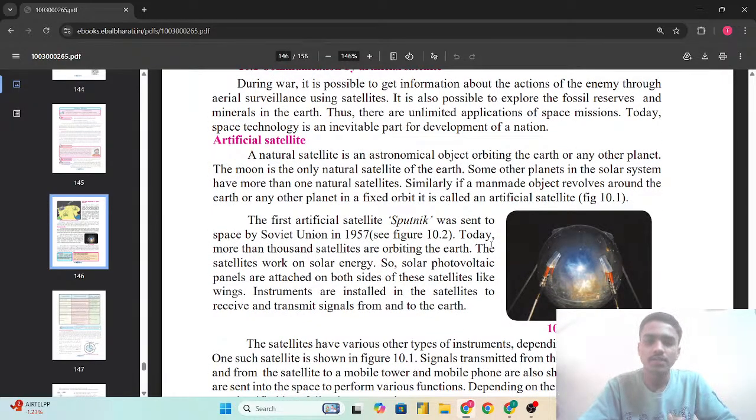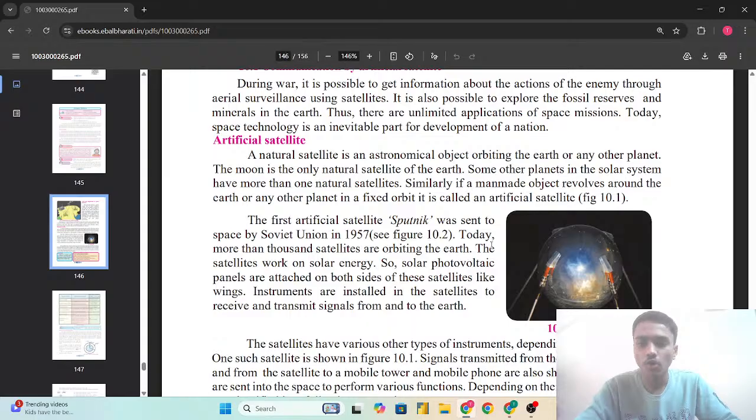A natural satellite is an astronomical object orbiting the Earth or any other planet. The natural satellite of the Earth is the Moon, which revolves around the Earth. The Moon is the only natural satellite of the Earth. Some other planets in the solar system have more than one natural satellite.